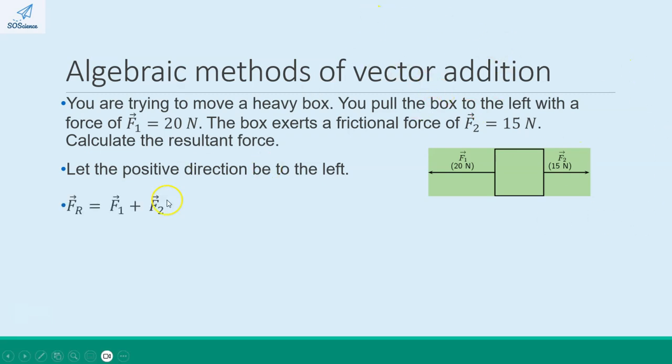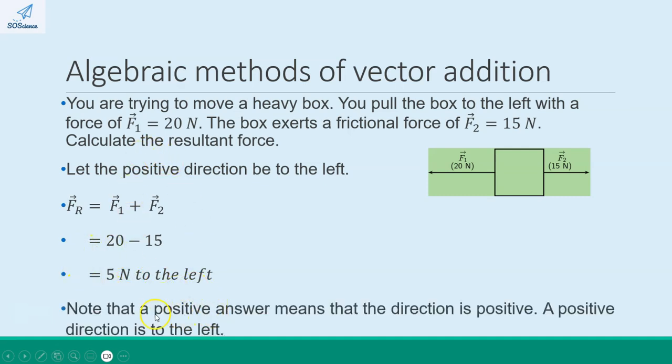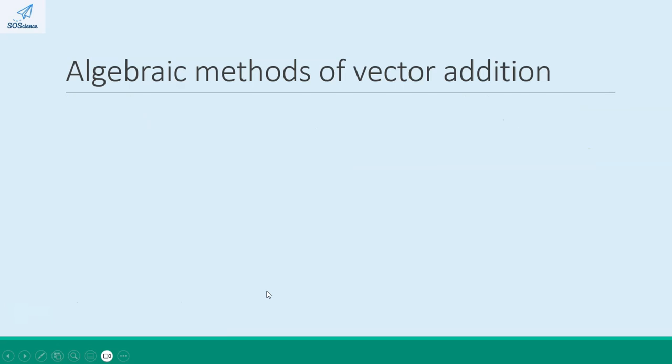Fr equals F1 plus F2. So that's going to be positive 20 minus 15, which gives us an answer that is positive 5, which means that it's 5 newtons in the positive direction, and positive means to the left. So it's 5 newtons to the left.